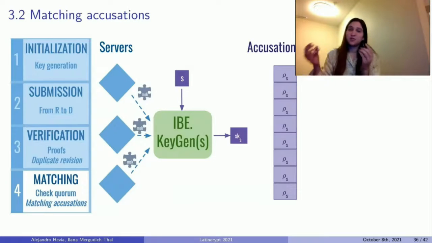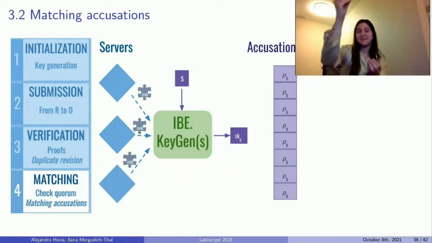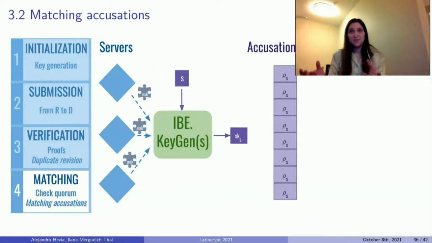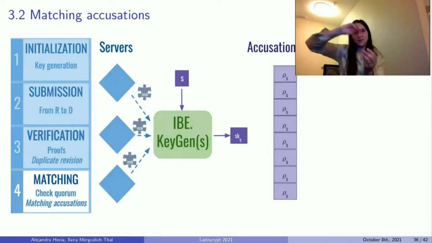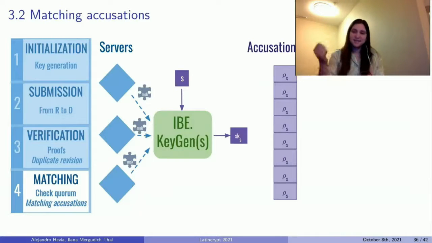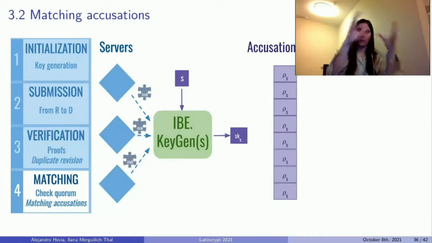So now they use their shares of the master secret key to generate the secret key for that identity S. And now each of the servers can go and locally try and decrypt all of the values that were produced during previous submissions and check if the accusation matches or not. So in a very similar way to what happened with the duplicate revision, we now have just one operation in which the servers need to cooperate. And once they do that, they can just go locally and make all of the comparisons on their own.